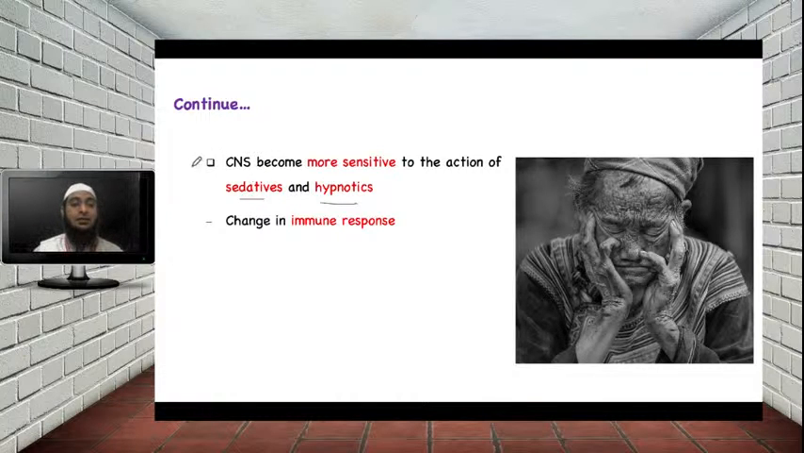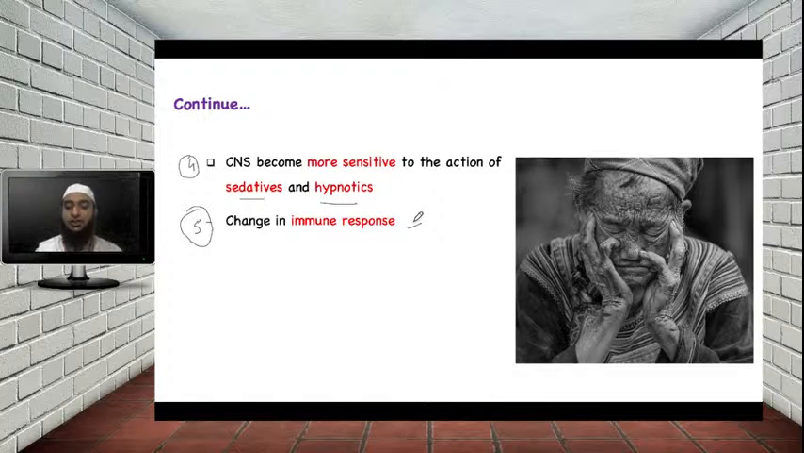So what is the reason? This is the fourth reason: their CNS becomes more sensitive. In addition to that, it is also observed that there is a change in immune response in the elderly patient. So this is the fifth reason. And if the immune response is changed, then the body will react in an inappropriate way to the antigen-antibody reaction, right?